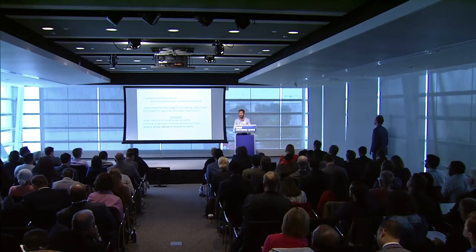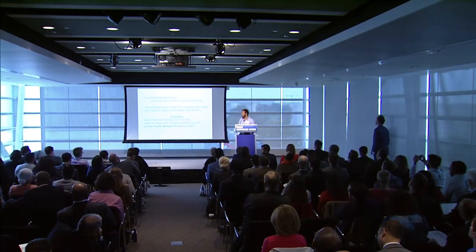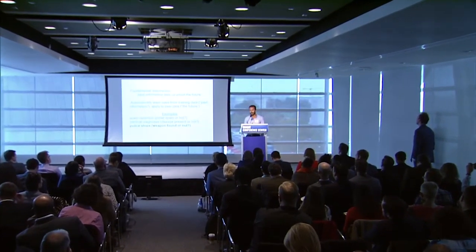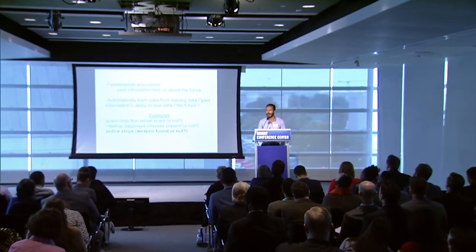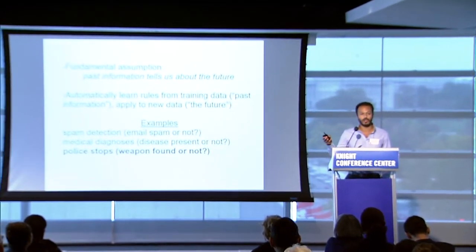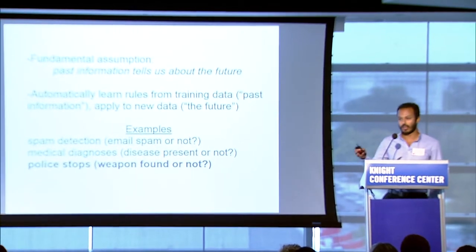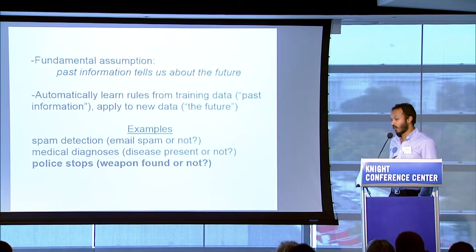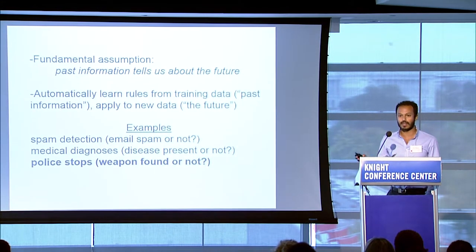So I'd like to briefly talk about machine learning and prediction in the criminal justice context. And I'm going to focus in particular on what's called supervised learning for binary classification, determining whether an outcome occurs or doesn't occur. Machine learning is a big area, and this is just a branch of ML, but the hope is that it'll illustrate some more general concepts.